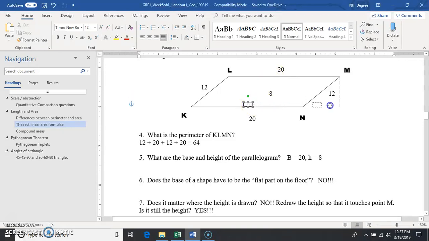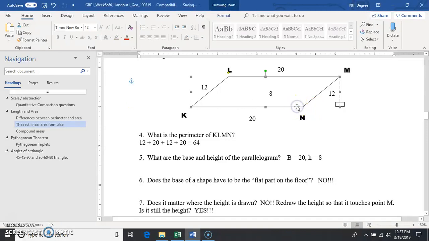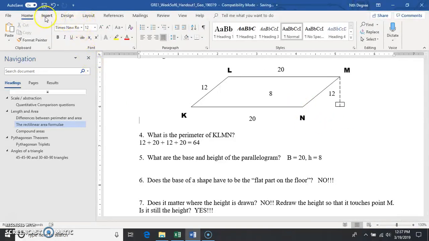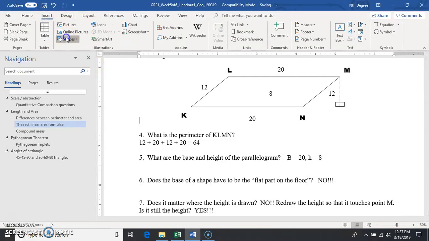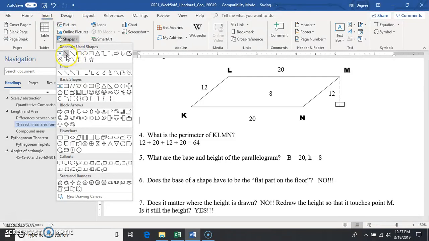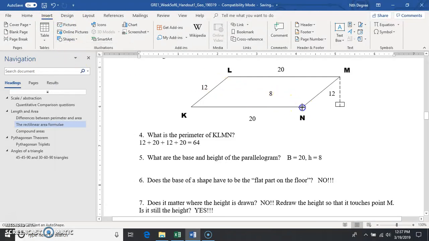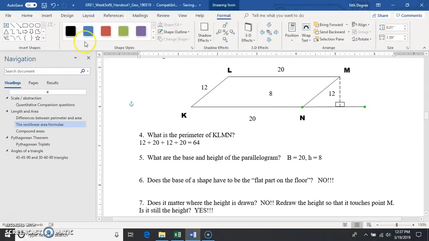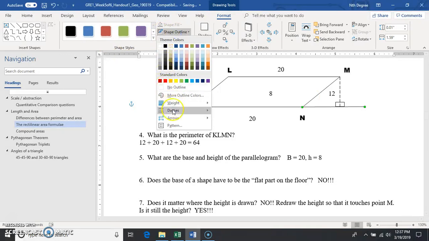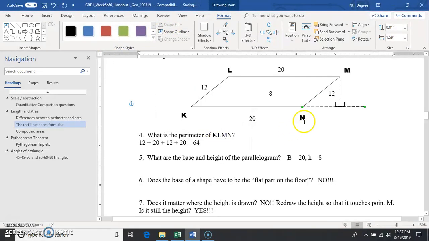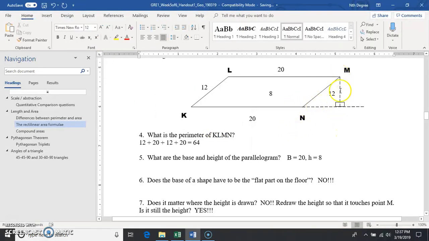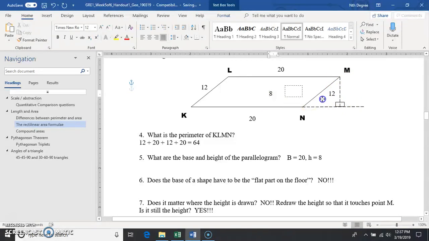So we still have to make sure that there's a right angle down to this baseline. So we probably want to extend that line. And usually when you extend it outside of the shape, you make it dashed. So now we have imaginary guidelines going around all outside of the shape. But you know what? This 8 is still the height of the parallelogram.